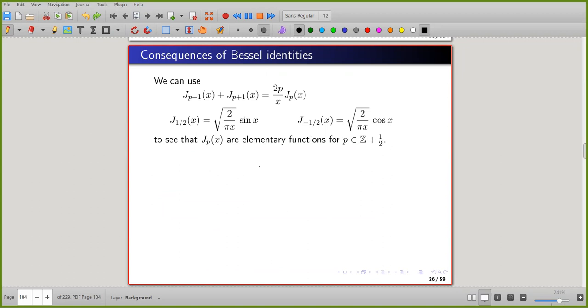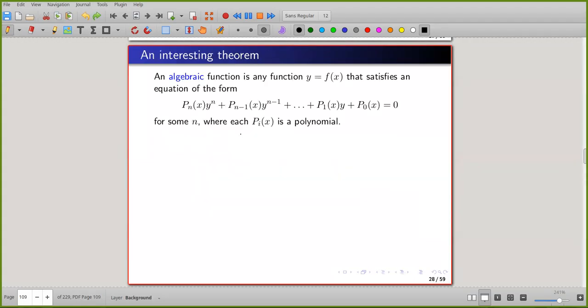So I haven't defined what elementary functions are. I will define them one slide later. So I'm sorry about this. Let me just go ahead and define elementary functions first.